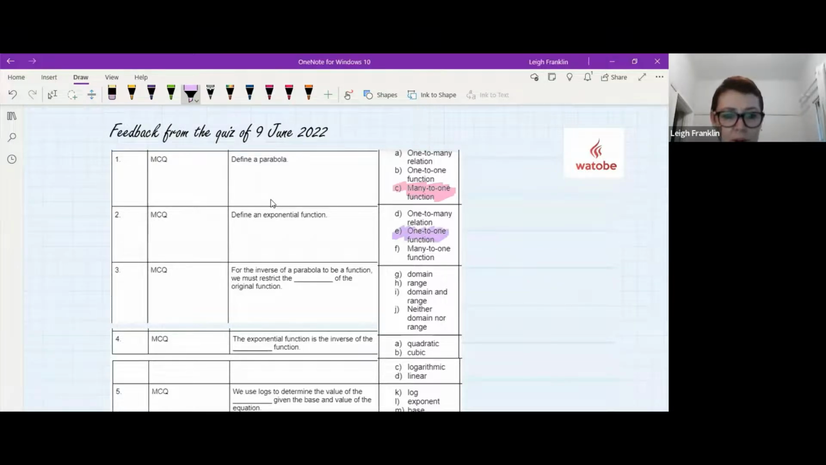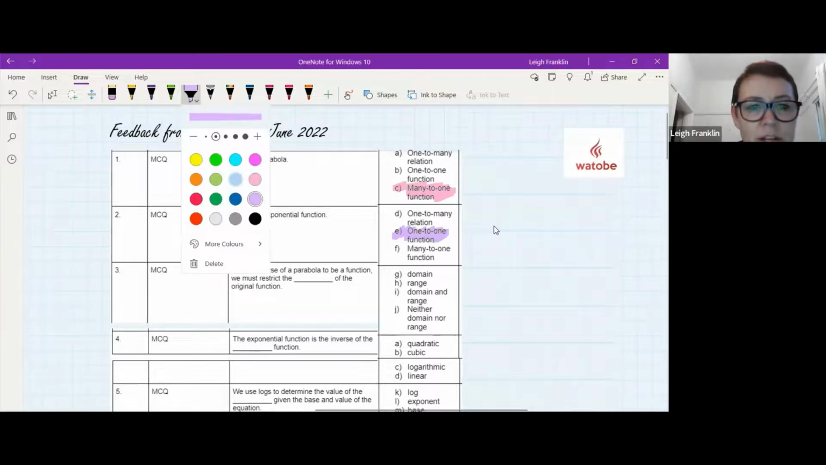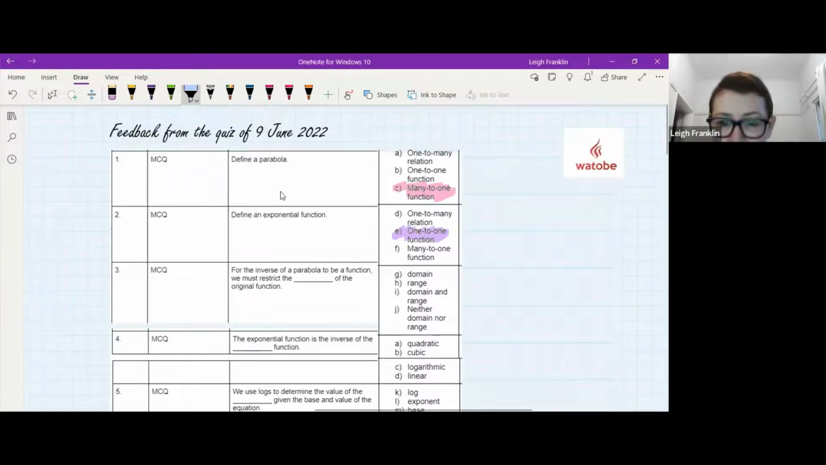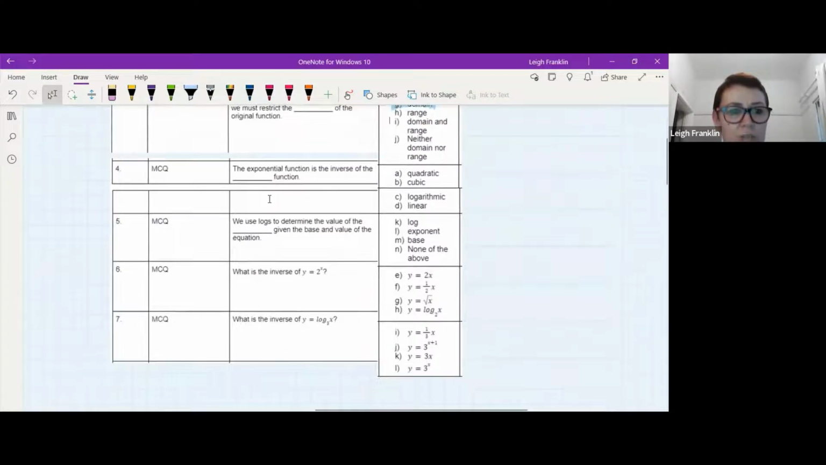For the inverse of a parabola to be a function, we must restrict the what of the original domain? Lesedi, Aisha, Johannes and Kanyisile all say G. It must be G, the domain. 100%, quite right. So this is certainly shaping up to be fairly simple so far. Next question, number 4.